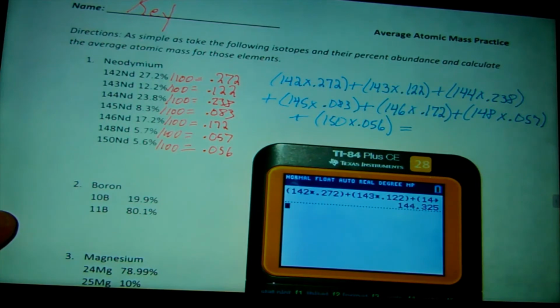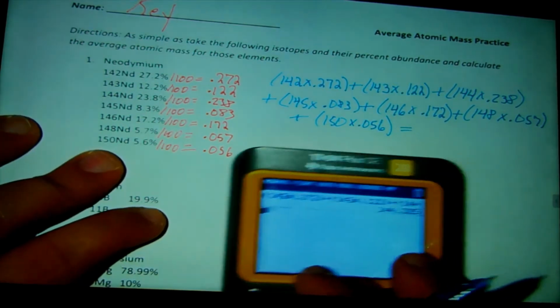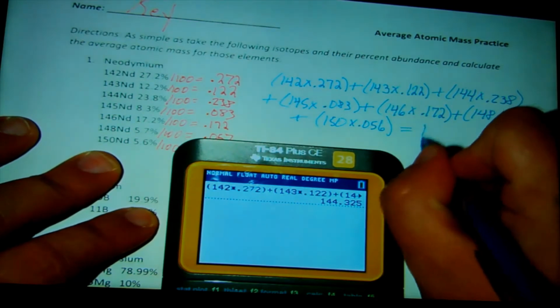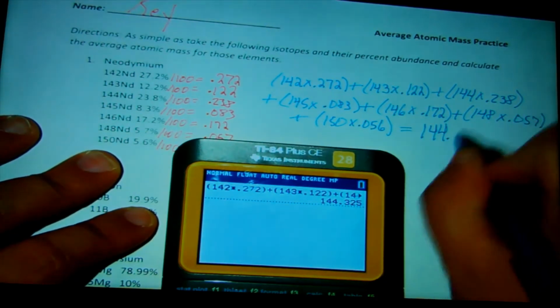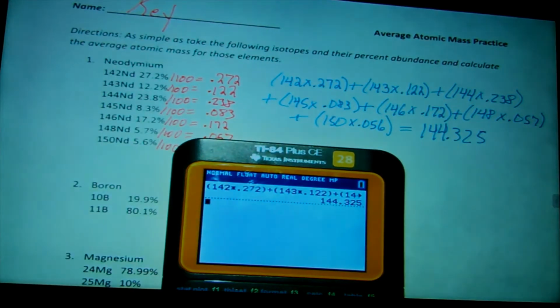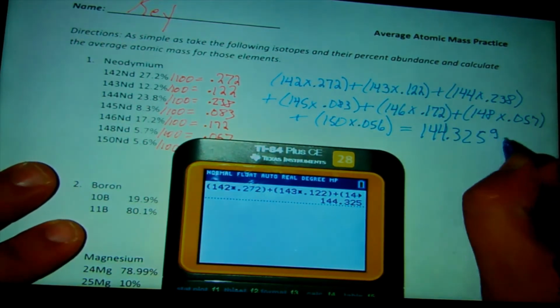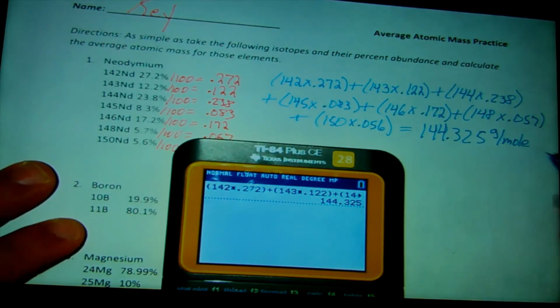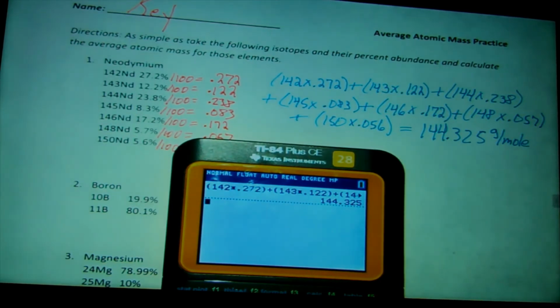Hit it all together, and the number that I get for the average atomic mass is 144.325. And remember our units you can put here. I already showed you a little bit on our mole conversions. That's why I like to use the units of grams per mole. If you put AMU, atomic mass units, you are still correct, and I am not going to take that out on you at all. You guys are totally fine.